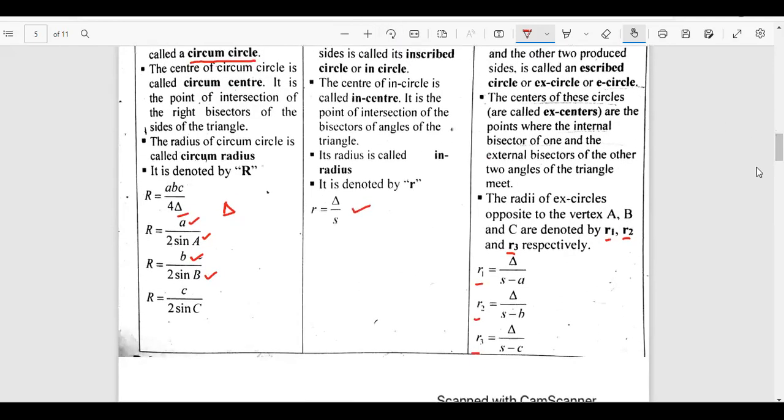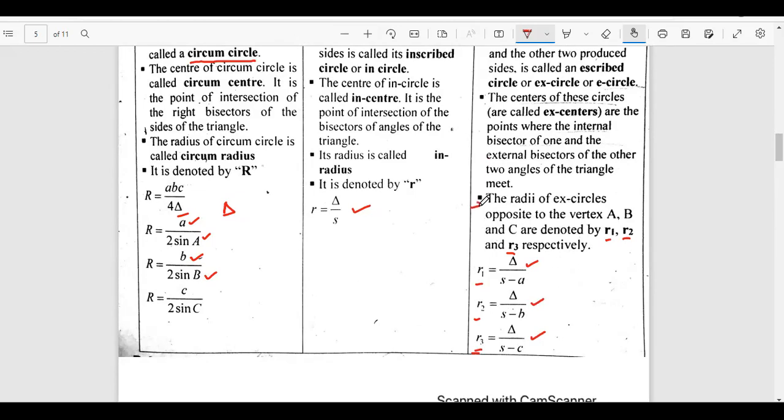So let's say you are interested in finding out R1, what are you going to do? You will take the area of the triangle divided by s minus a. Let's say we're talking about R2. Again, you can take the area divided by s minus b. And if we talk about R3, it would be the same: area of the triangle divided by s minus c.